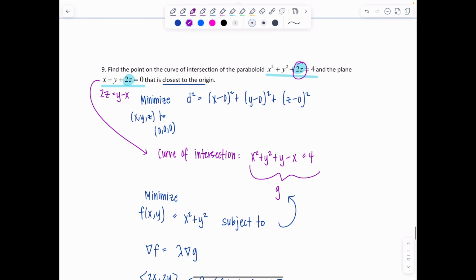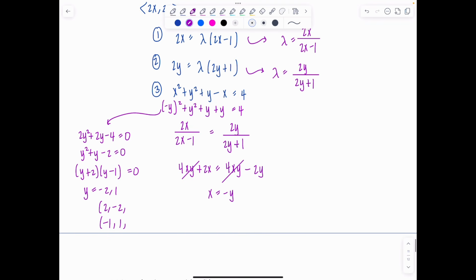But don't forget here, don't forget 2z equals y minus x. So that means z equals 1/2 (y minus x). So negative 2 minus 2, that's negative 4, divided by 2, negative 2. And then same thing, that would be a positive 1.